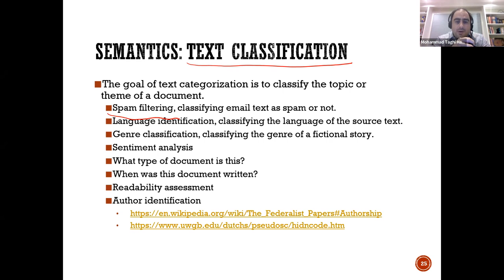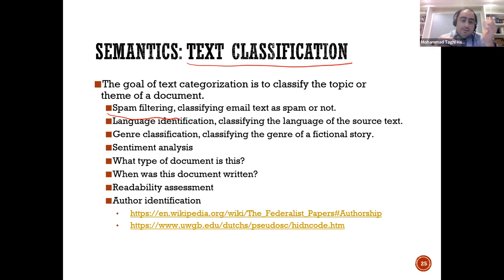Some other things, for example, genre classification. You want to see what the genre of this fictional story is. Can we just understand it? Another one, which is very important, is sentiment analysis. We will talk more about it. This is especially important for advertisement and for rating or ranking. So what type of document is this? Is it a deed, a paper, an article, what is it? When was this document written? Some might be easier, some might be hard. Then there is readability assessment, whether it is written well or not. How can we understand that one?